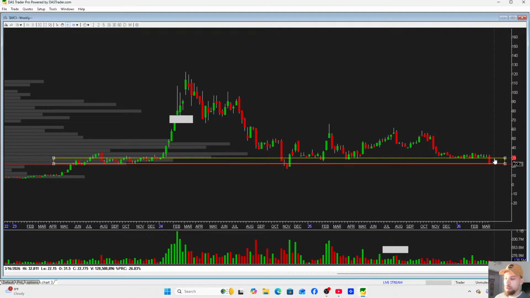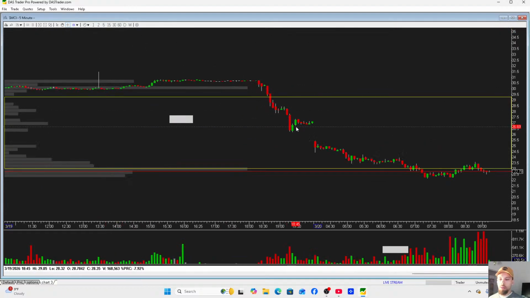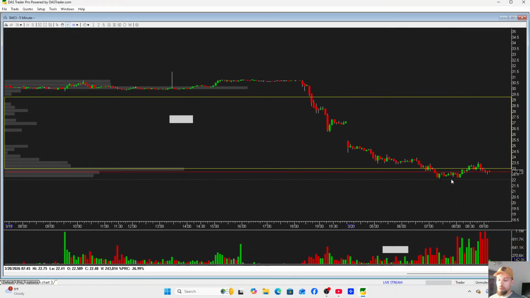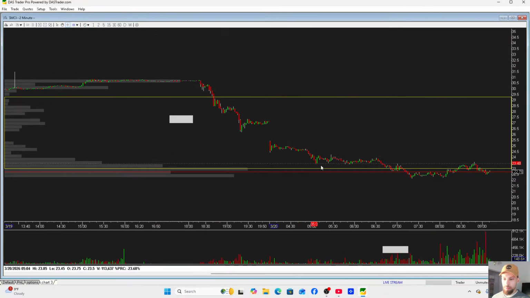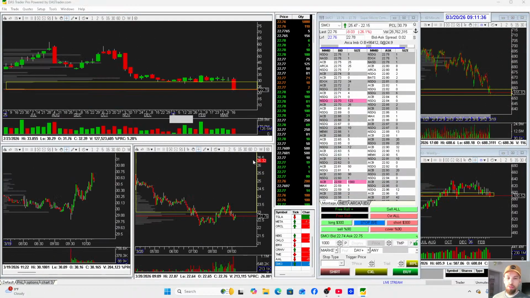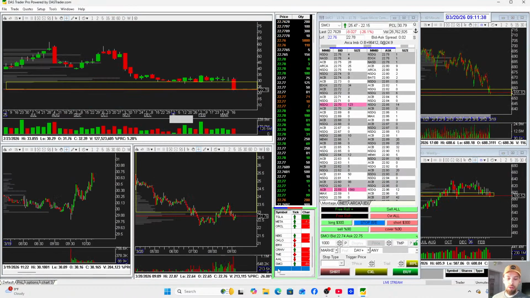Area of resistance here, $29 is what I'm drawing. Let's look at the price action. Lots of volume pre-market. Lots of liquidity happening around that level as well. So interesting stock. Something to watch with that amount of volume. It's definitely in play.